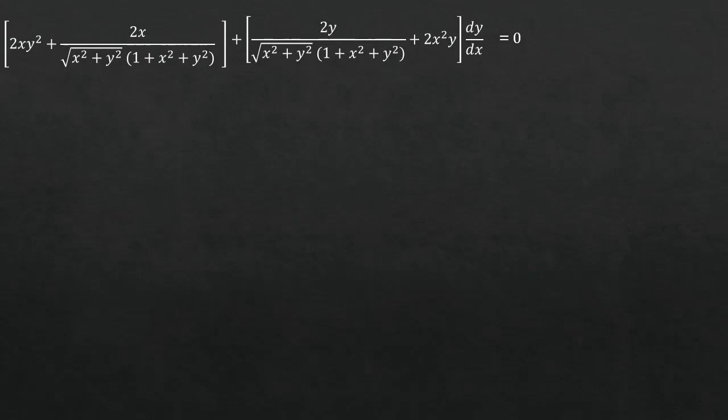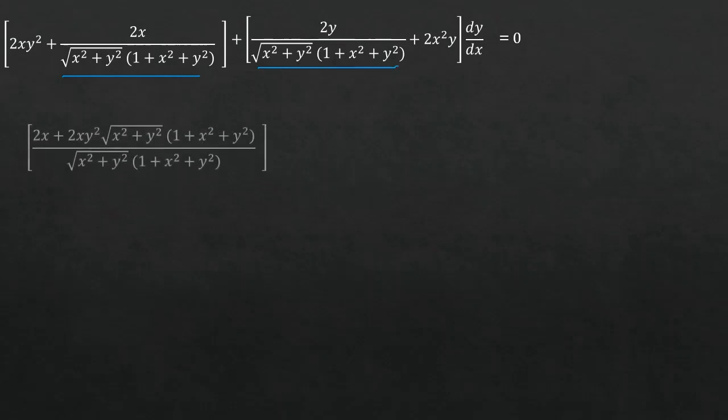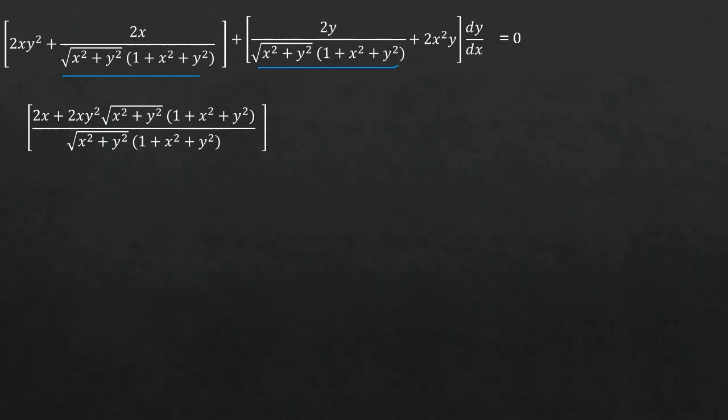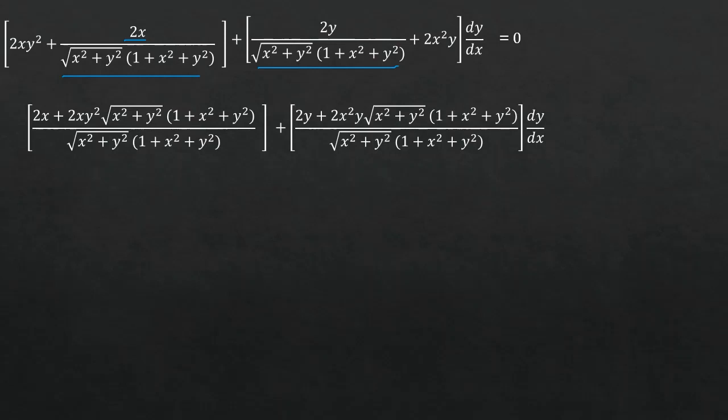Now before shifting, what we do is cross multiplication, and we make the denominator the same for both the terms. So in the next step it simply becomes 2x plus 2x square y multiply by under root of x square plus y square multiply by 1 plus x square plus y square upon denominator. Same thing with the term with dy by dx. यहाँ पे भी हमने क्रॉस मल्टीप्लिकेशन किया है, which is equal to 0.